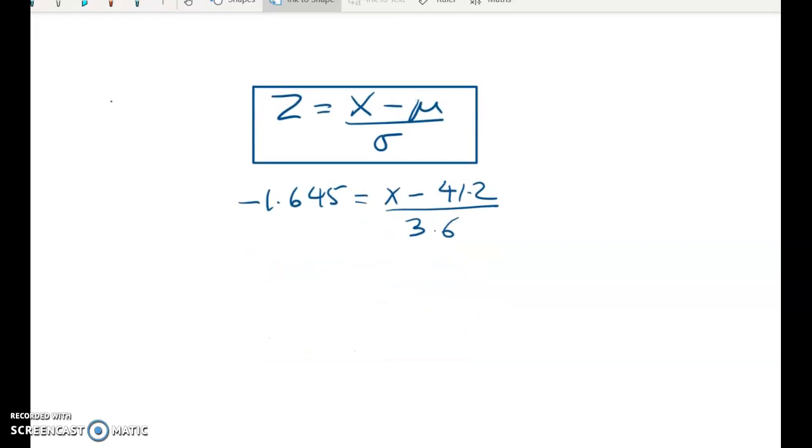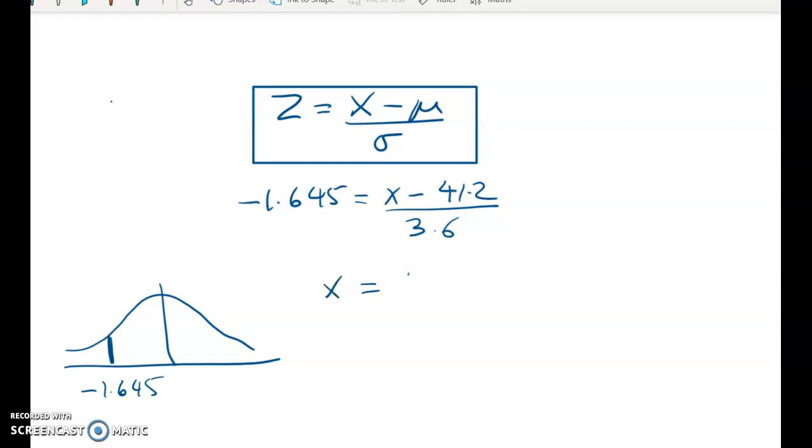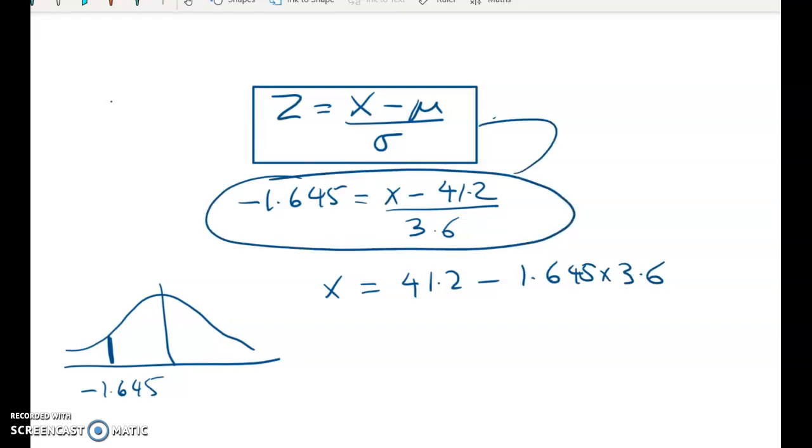But many of you will intuitively have seen that all we're talking about here is, let's draw a normal distribution, not a triangular one. Save the triangular for level 3 stats. All we're saying is that we want the number that is 1.645 standard deviations below the mean. So x is equal to 41.2 minus 1.645 times 3.6. You can either start by putting it into the standard formula, or if your intuition for this is fine, you can go straight to doing it like this.